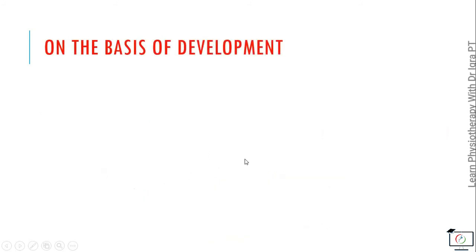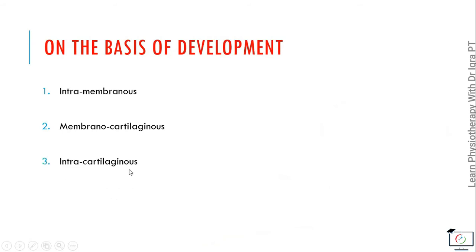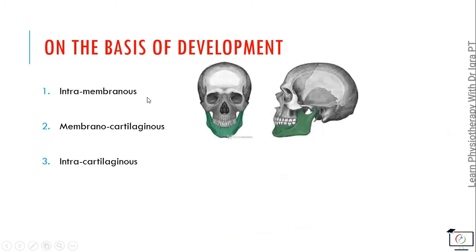On the basis of the development, bones are classified into intramembranous, membranocartilaginous, and intracartilaginous bones. The intramembranous bones are those which develop directly from a mesenchyme. They are actually needed for the support of the developing embryo. For example, the bones of the vault of the skull or the facial bones, except the mandible.